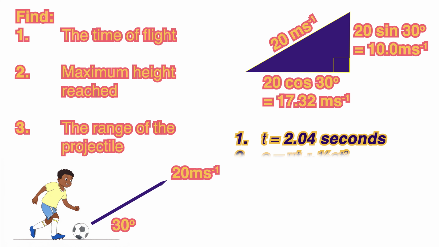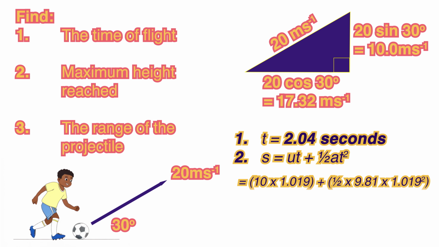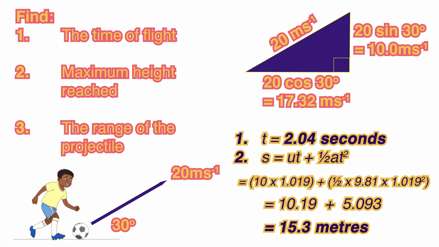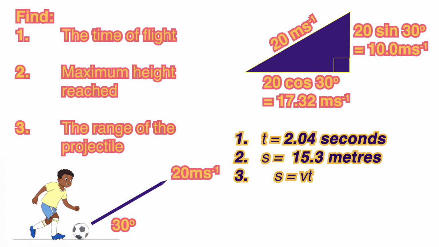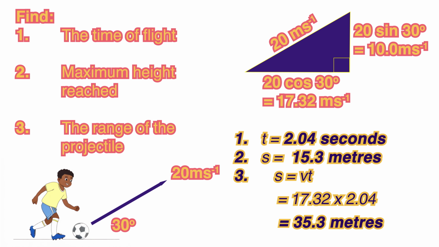The maximum height reached can be found using s equals ut add half at squared, which equals 10 times 1.019 add 9.81 times 1.019 squared over 2, which equals 10.19 add 5.093, which equals 15.3 meters. The range is found by considering the horizontal component and the time of flight. s equals vt, which equals 17.32 times 2.038, which equals 35.3 meters.